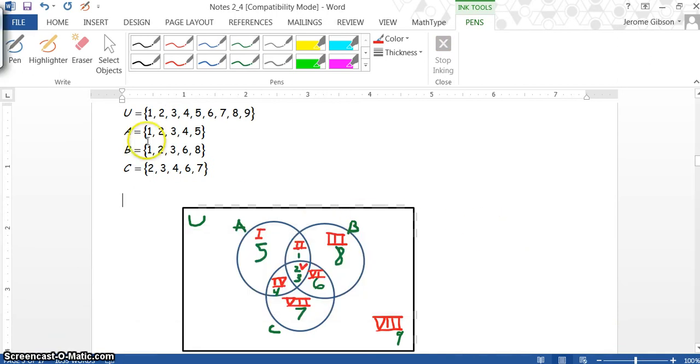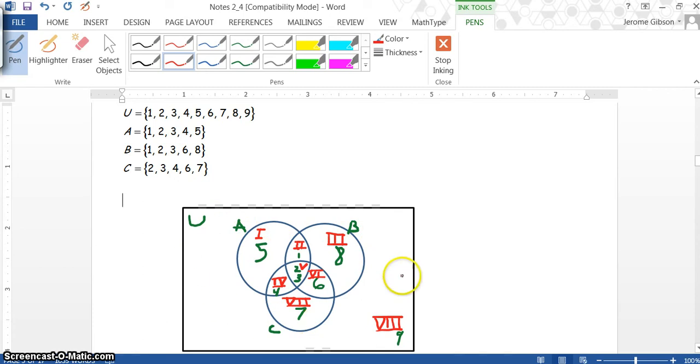Okay, class, for our next set of examples, we're going to use the same information we used to complete the previous examples, with our universal set being 1 through 9, set A being 1 through 5, set B 1, 2, 3, 6, 8, set C 2, 3, 4, 6, 7.